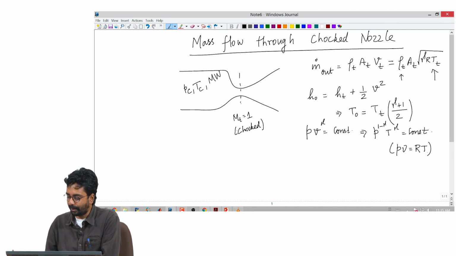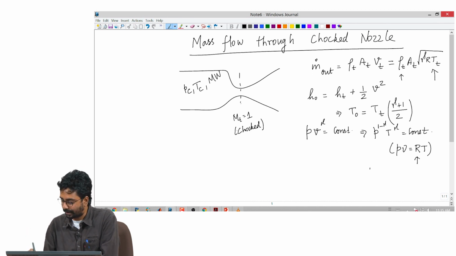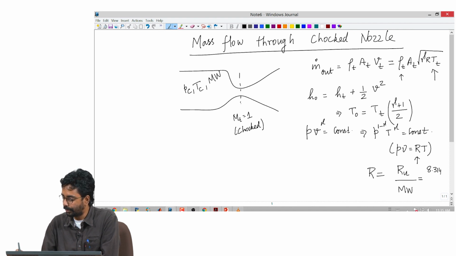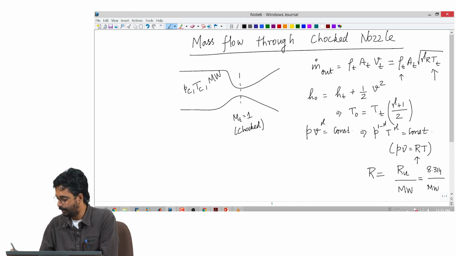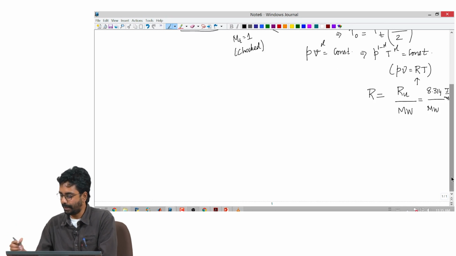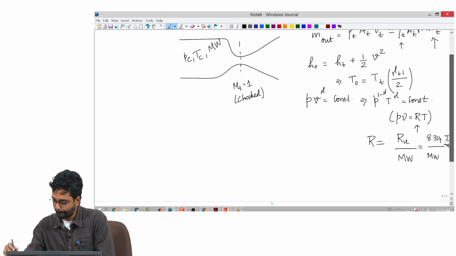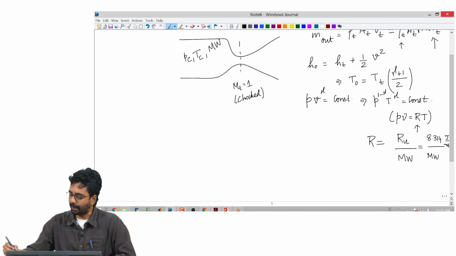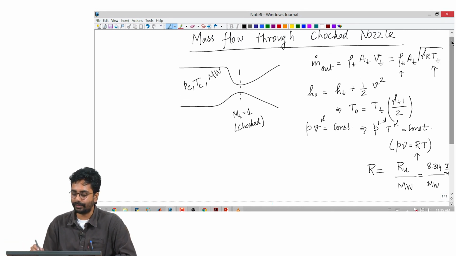Okay. One important thing to remember is that this R is not the universal gas constant, this is the specific gas constant. So, this R is the universal gas constant divided by the molecular weight, which is equal to 8.314 joules per mole Kelvin divided by the molecular weight. Okay. You can now plug all of these relations into this equation.